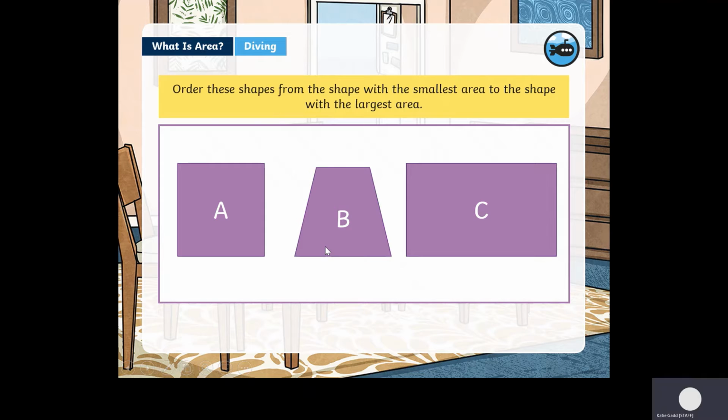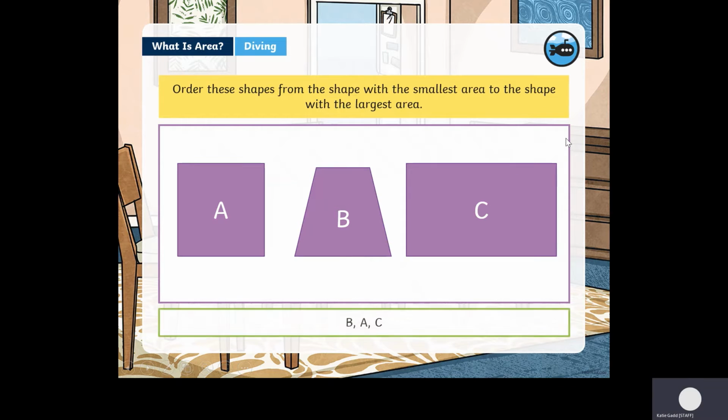Okay, the next question, we have 3 different shapes. This time you need to order the shapes from smallest area to largest area. So have a think, use your judgment. Which shape do you think has the smallest area to start with? Then you might choose to start with the biggest area. Maybe that's the one that jumps out at you immediately. And then think which is the next biggest. So pause the video and then come back when you think you've got the answer.